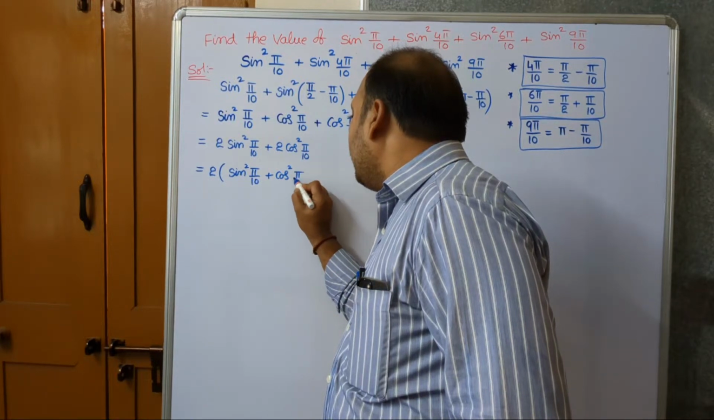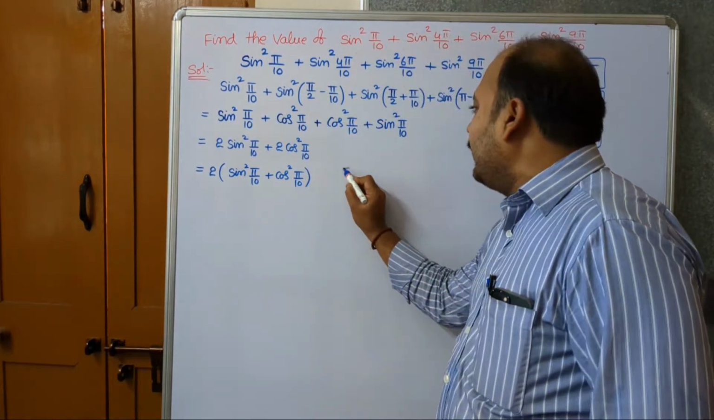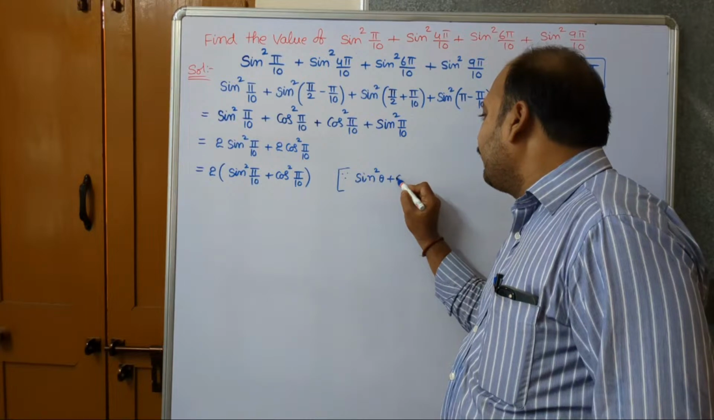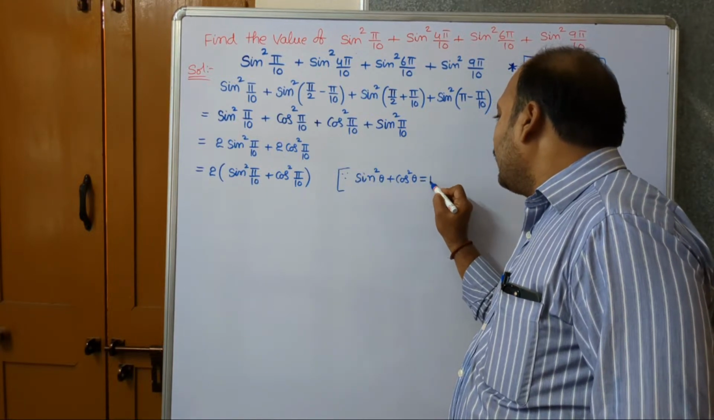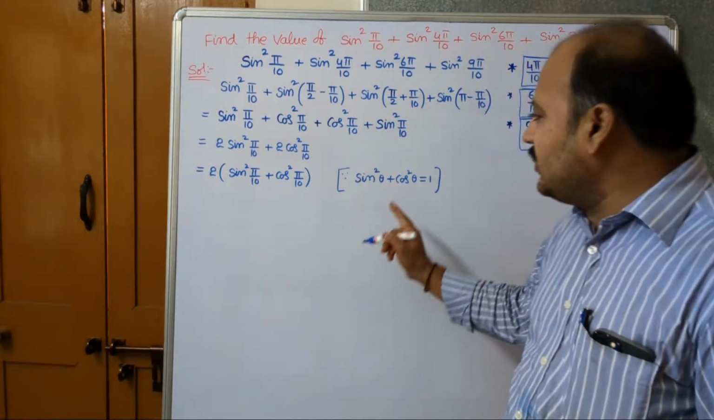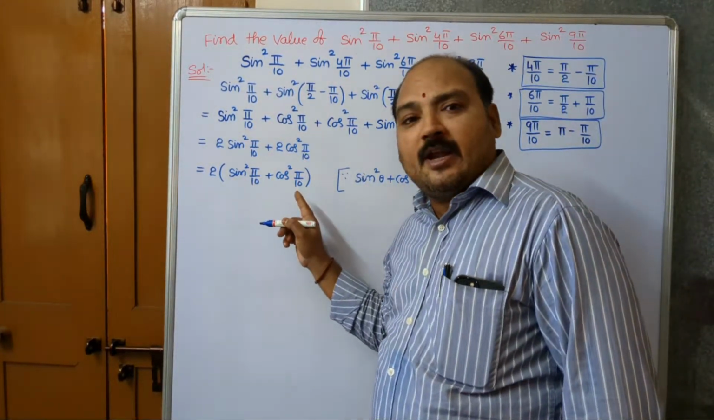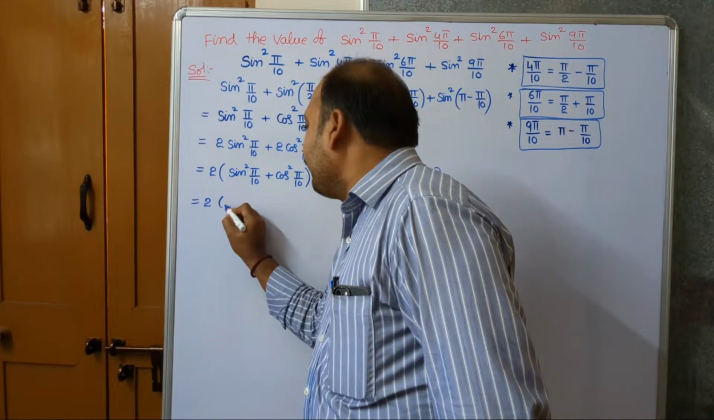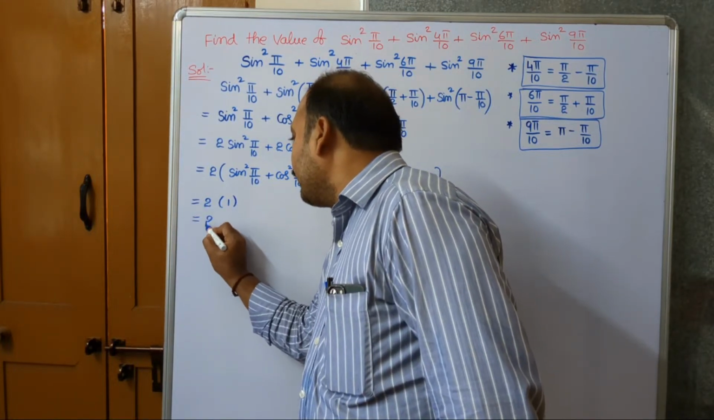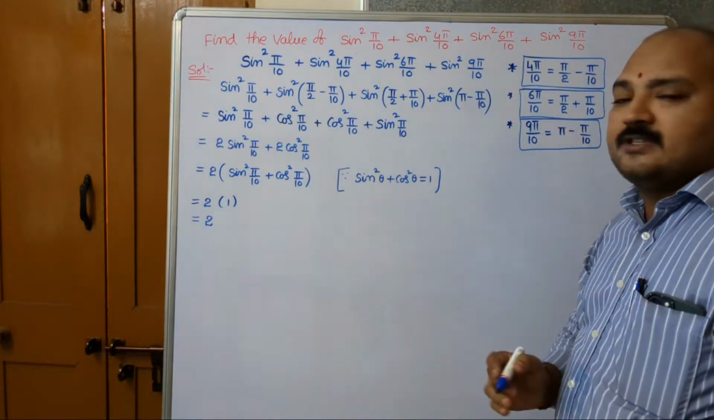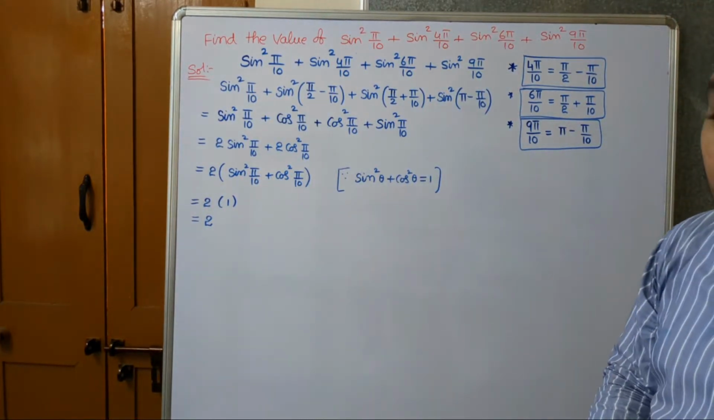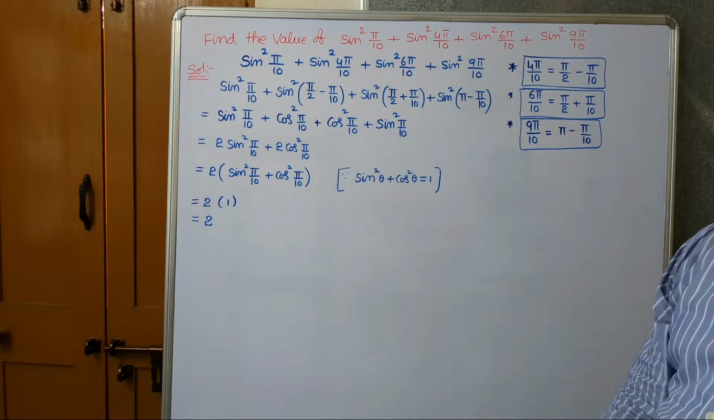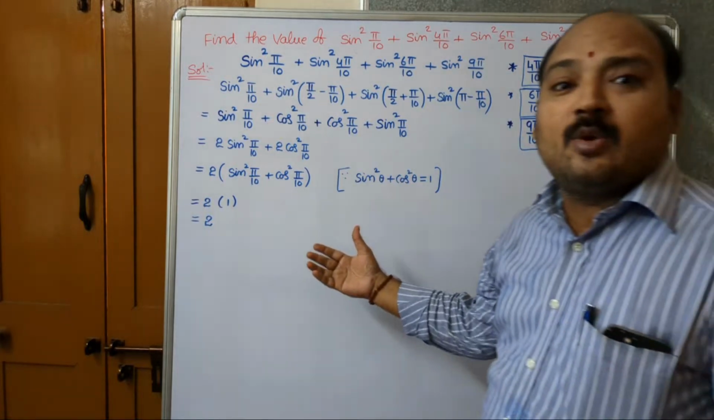We know the first trigonometric identity: sine square theta plus cos square theta equals 1. Okay, dear students. By using this identity, sine square pi by 10 plus cos square pi by 10 equals 1. So 2 into 1 is equal to 2. So the answer to the given question, the value of sine square pi by 10 plus sine square 4 pi by 10 plus sine square 6 pi by 10 plus sine square 9 pi by 10, is 2.